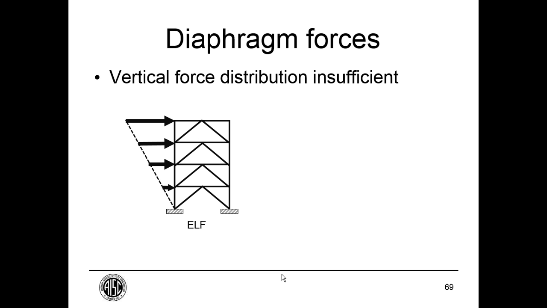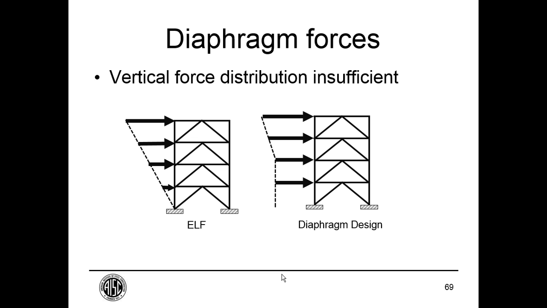So here's the equivalent lateral force diagram. The profile of those forces is roughly triangular. But we also have minimum diaphragm forces. And the reason we have minimum diaphragm forces is the equivalent lateral force procedure is really based on getting shear and overturning moment for the frame. It is not based on getting the accelerations at each level, and that's the job of the diaphragm force.